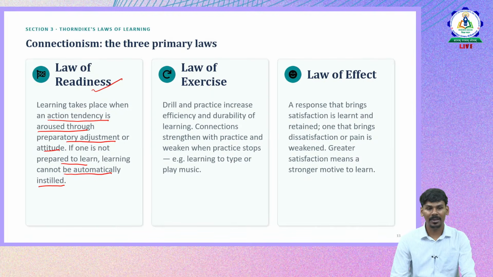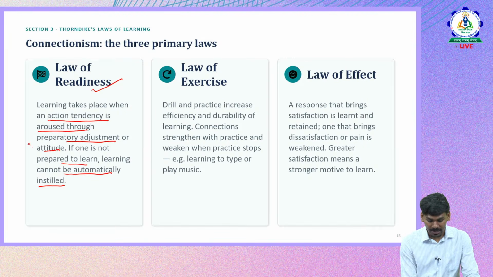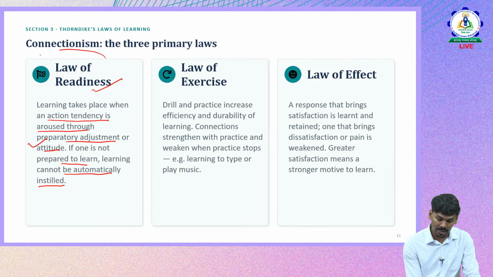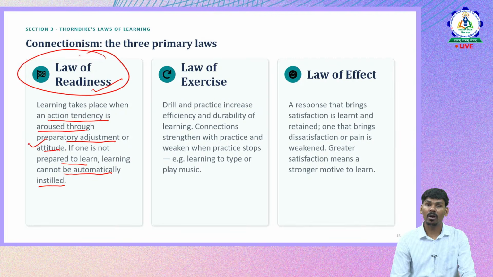So learning can only happen when action tendencies arouse in the child. Learning तभी take place करता है जब बच्चों को arouse किया जाता है, interested बनाया जाता है learning process के तहत, right? And for preparatory adjustment or attitude, if their attitude is not brought into the learning process, then learning cannot happen. So this is what law of readiness talks about. In simple terms, a learner has to be ready or has to be made ready for the learning process at the beginning of the class. If the learner is not made ready, the learner will not participate throughout the class in the teaching learning process.